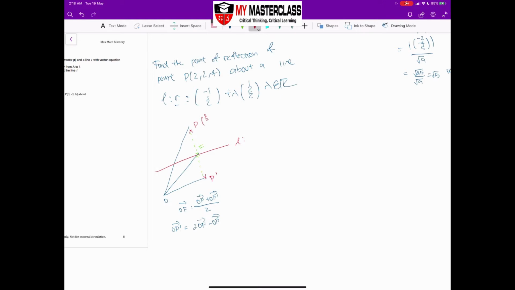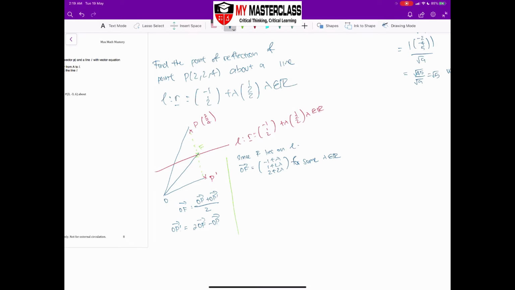Let's say point P is (2, 2, 4), and my line equation is r equals (-1, 1, 2) plus lambda (1, 2, 2). I'm going to find the foot of perpendicular first, followed by finding the reflected point. First, you have to recall how to find the foot of perpendicular. Since F lies on the line, OF will be equal to (-1 + lambda, 1 + 2 lambda, 2 + 2 lambda), for some real number lambda. Take note, you have to define your OF first.